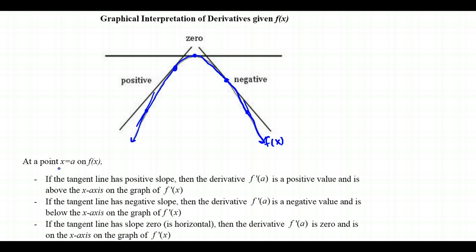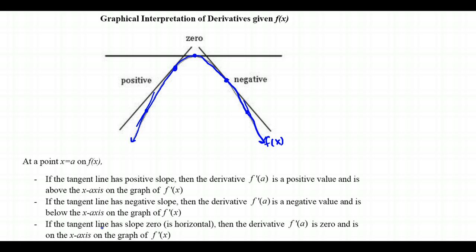So what I just said about the slopes of the lines at different points, we're going to summarize in the results below. So at a point x equals a on f of x, if the tangent line has positive slope, then the derivative f prime of a is going to be a positive value and is going to be located above the x-axis on the graph of f prime of x. If the tangent line on f of x at x equals a has a negative slope, then the derivative at that point, f prime of a, is going to be a negative value and is going to be located below the x-axis on the graph of f prime of x.